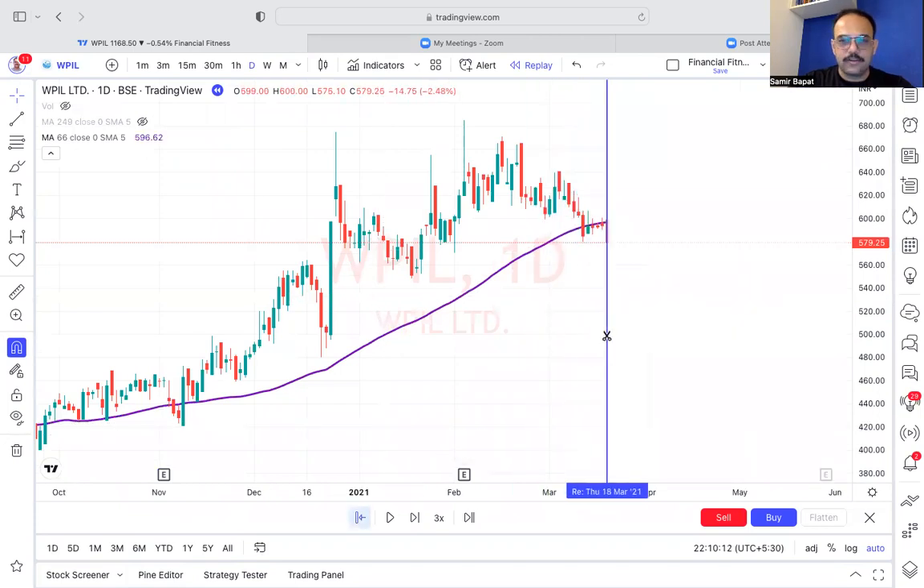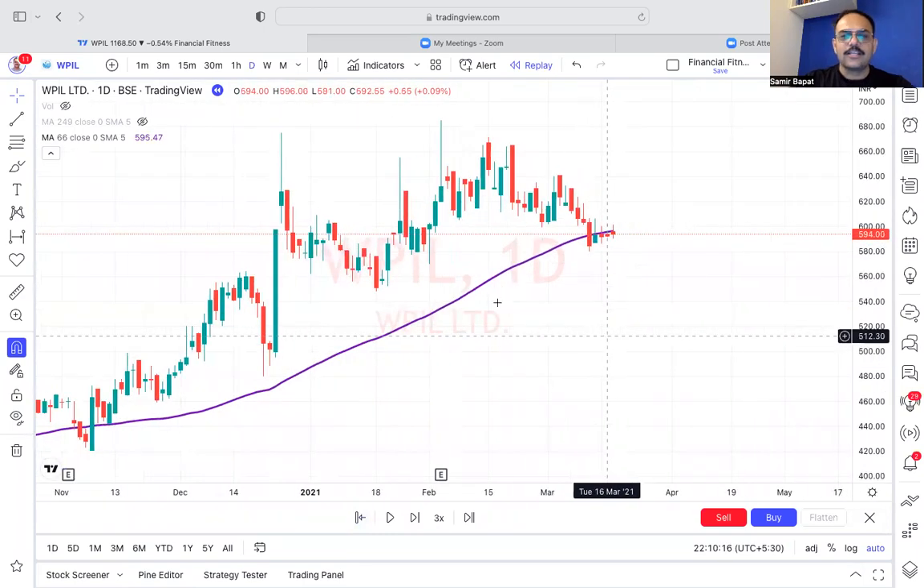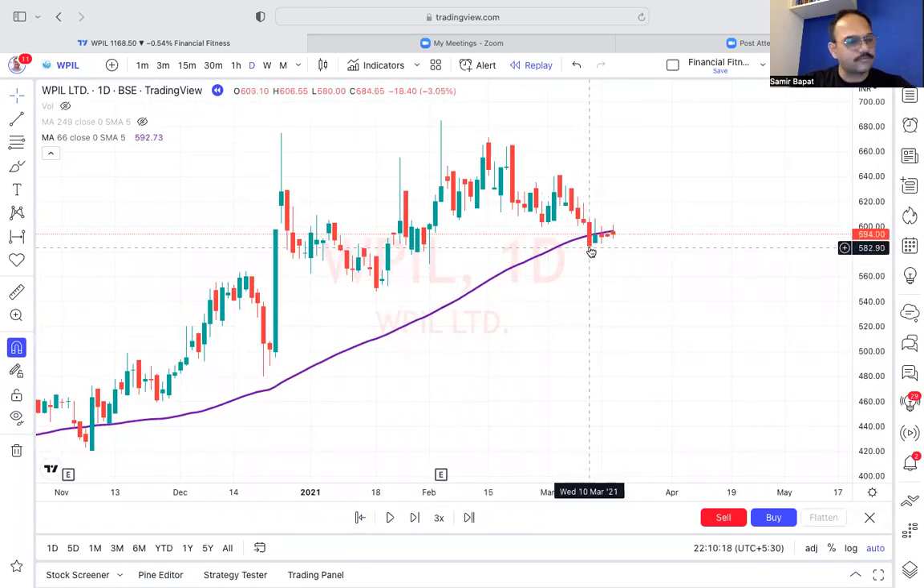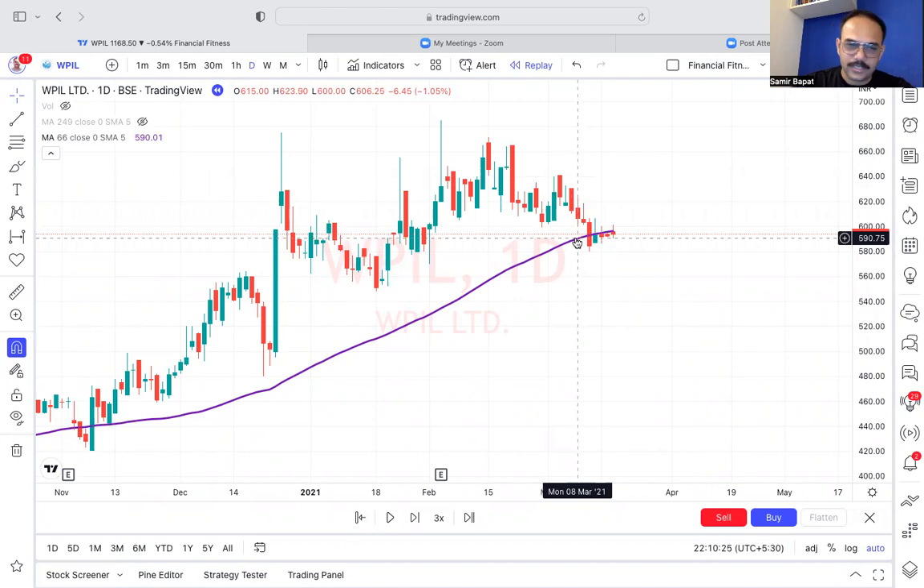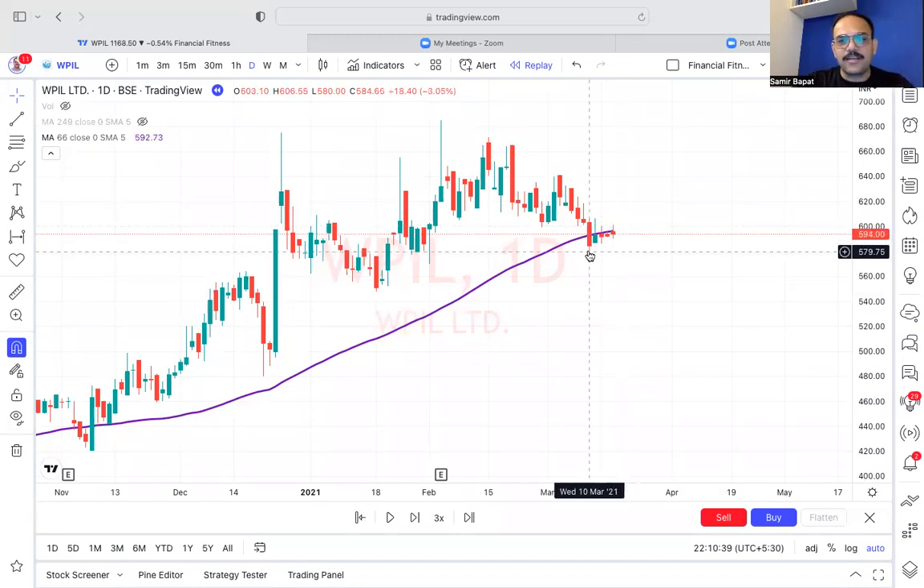I understood your question. Don't worry. See, it has come down. Agreed? Here it has come down below the moving average. It has gone down, it has gone up. Now, as a beginner, this looks to be a V shape to me. Okay, this is my V shape.